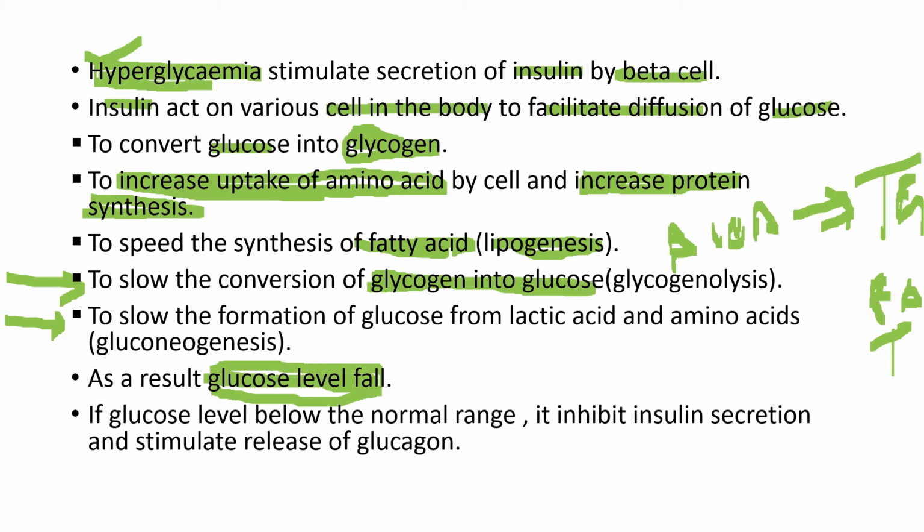The blood glucose level decreases from the high level to its normal range. If the glucose level decreases below the normal range, that is, below 70, then in this condition insulin is inhibited and the release of glucagon is stimulated.